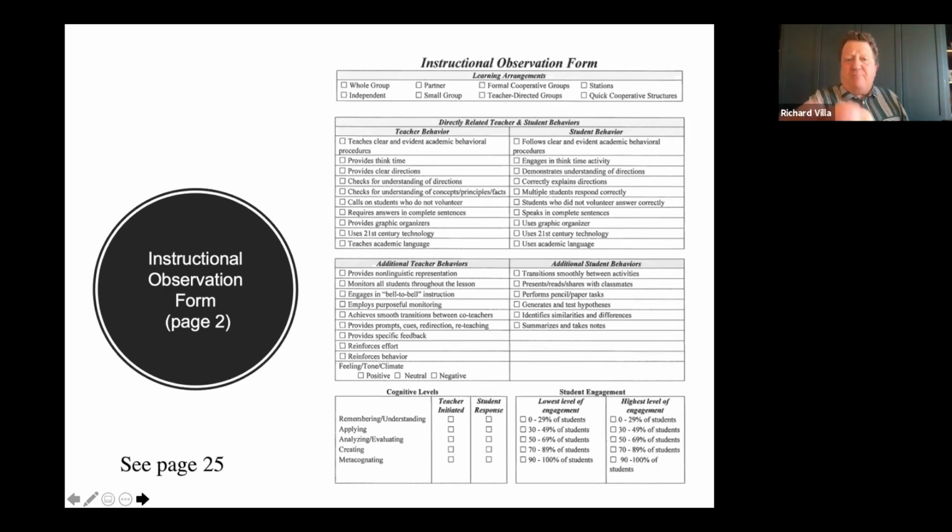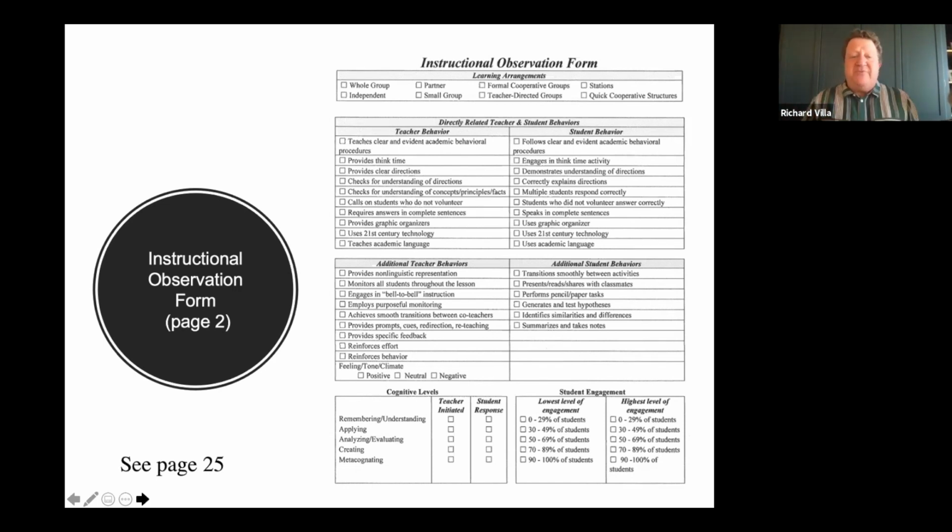Notice that we have partner, small group, and then you see in the far right, quick cooperative structures. So if we did something like a quick think, pair, share, that would be a quick cooperative structure, Kagan-esque, if you will. The next section is about directly related teacher and student behaviors.